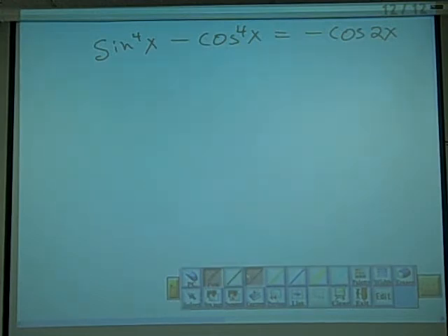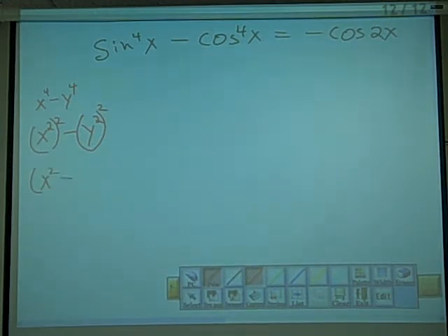Well, we're all familiar with x to the 4th minus y to the 4th. If we change that to x squared, parentheses squared, minus y squared, parentheses squared, then we have the difference of 2 squares: x squared minus y squared and x squared plus y squared. And then we can even factor that again if we wanted to. Well, we can do that here with sine and cosine.